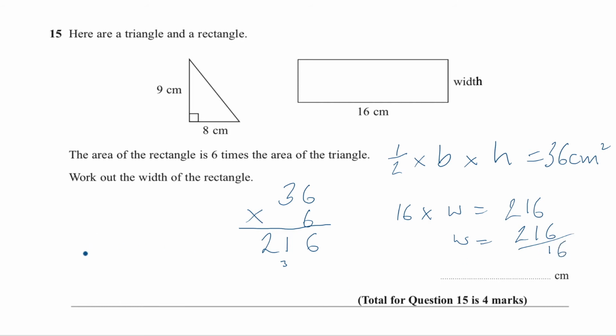Let's do that over here. 216 divided by 16. 16 into 2 won't go. 16 into 21 goes once, with 5 left over. 16 into 56 goes 3 times. 3 16s are 48. So we've got 8 left over. And 16 into 80 goes 5 times. So the width of the rectangle is 13.5 centimetres.